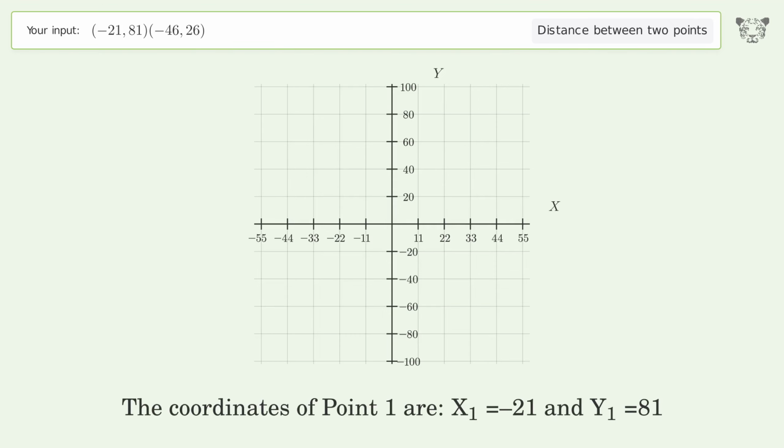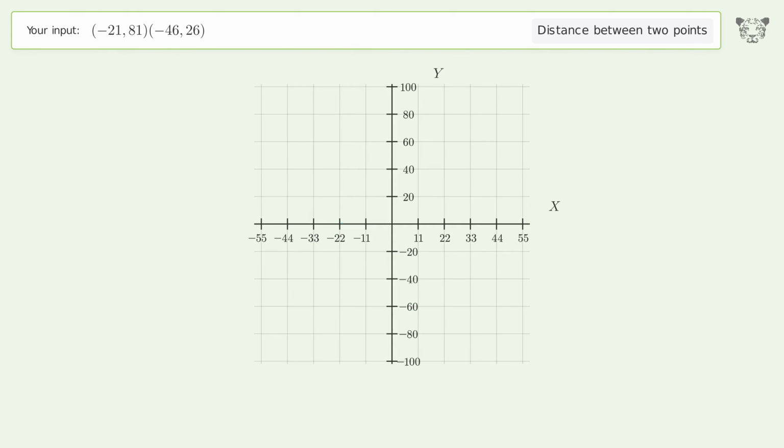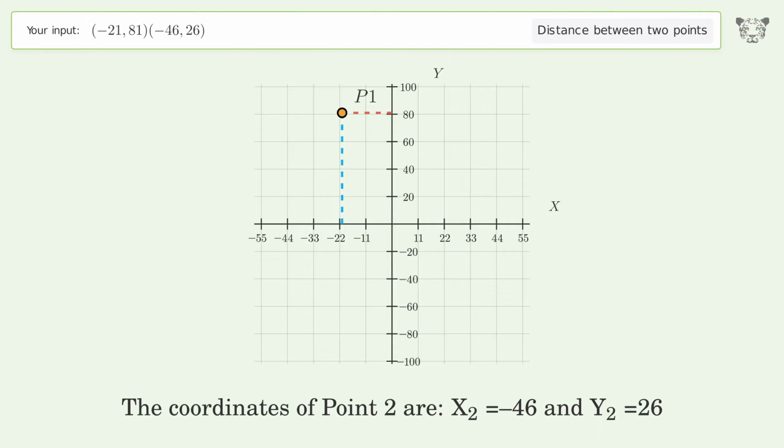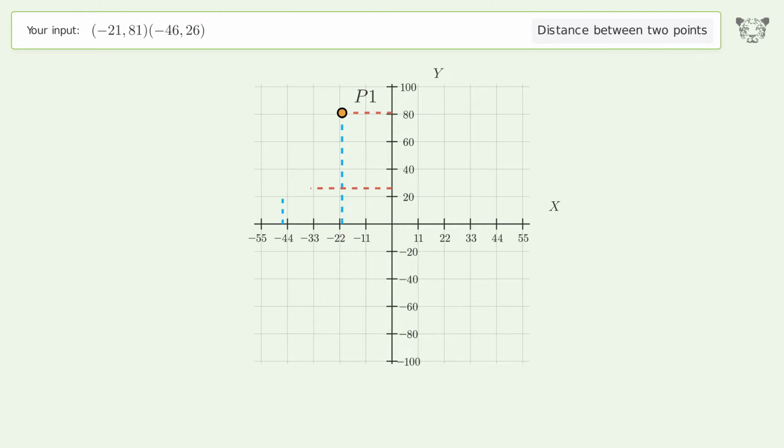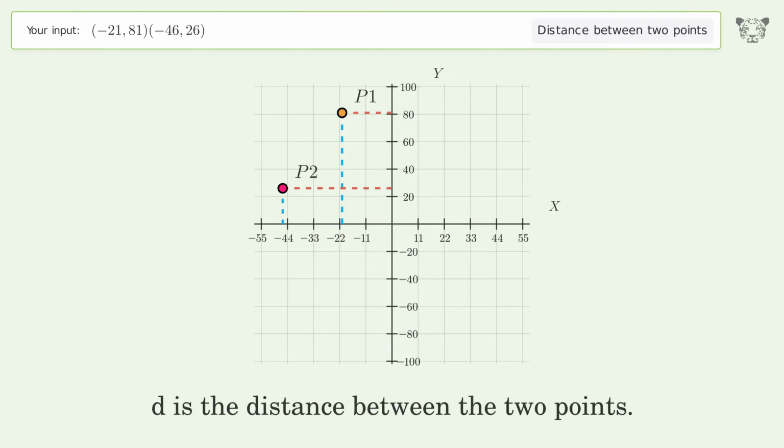The coordinates of point 1 are x1 equals -21 and y1 equals 81. The coordinates of point 2 are x2 equals -46 and y2 equals 26. D is the distance between the 2 points.